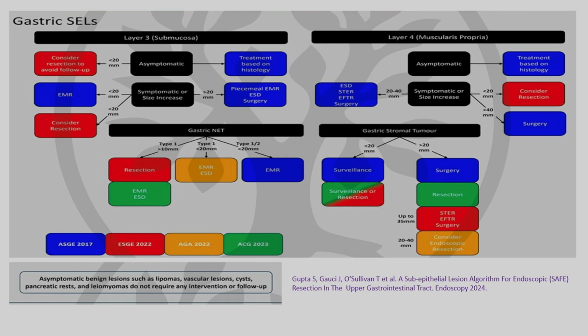Those lesions which are arising from muscularis propria, if they are asymptomatic, you do FNA and give us the histology, and depending on that, you can follow them up. If they are 20 to 40 millimeter symptomatic, you can do either ESD, STER, EFTR, and those who are less than 2 centimeter, as per the ESGE, they should be resected, or more than 4 centimeters, they should go for surgery. For the GIST, less than 2 centimeter, you can do surveillance or follow-up, but some of the guidelines say you should resect them. If more than 2, of course, they should go for resection either by endoscopy or surgery, depending on the expertise available.